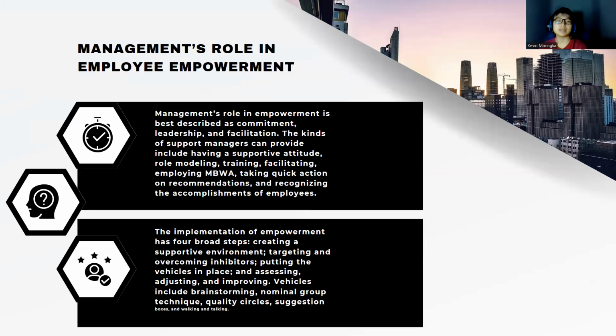Management's role in empowerment is best described as commitment, leadership, and facilitation. The kinds of support managers can provide include having a supportive attitude, role modeling, training, facilitating, employing MBWA, taking quick action on recommendations, and recognizing the accomplishments of each employee. The implementation of empowerment has 4 broad steps: creating a supportive environment, targeting and overcoming inhibitors, putting the vehicles in place, and assessing, adjusting, and improving. Vehicles include brainstorming, nominal group technique, quality circles, and suggestions.